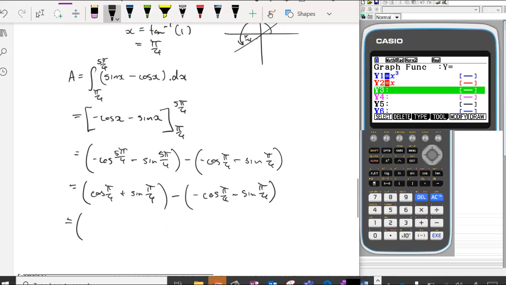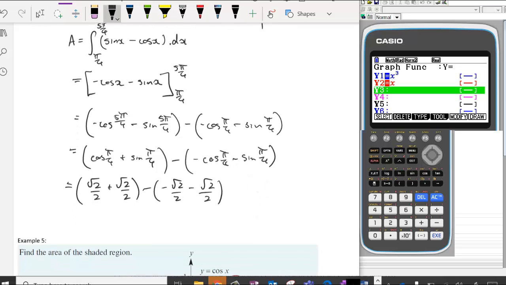Now cos pi on 4 is root 2 on 2. Sine pi on 4 is root 2 on 2. And here we have negative root 2 on 2, take away root 2 on 2. So these two sections are equivalent, and so that gives us 2 root 2 on 2, or root 2. Root 2 plus root 2 is 2 root 2 units squared.